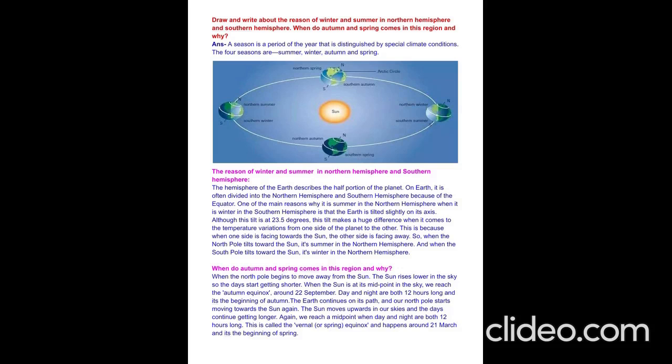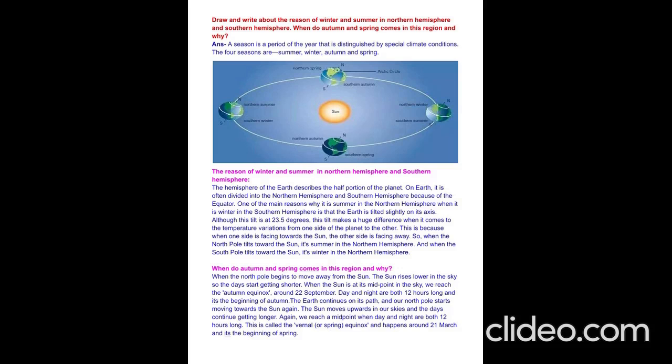The reason of winter and summer in Northern Hemisphere and Southern Hemisphere. The hemisphere of the Earth describes the half portion of the planet. On Earth, it is often divided into the Northern Hemisphere and Southern Hemisphere because of the equator.